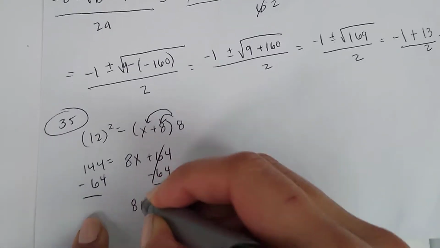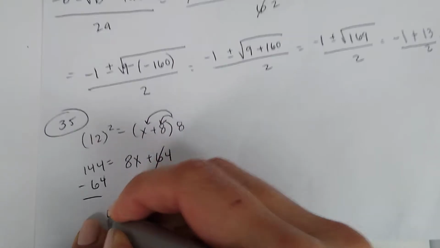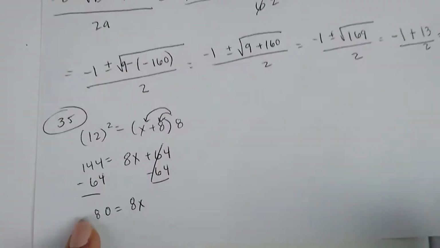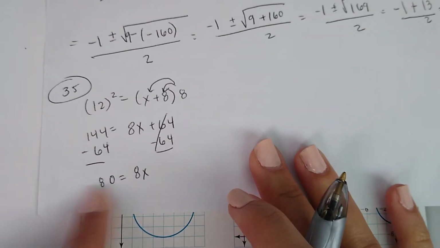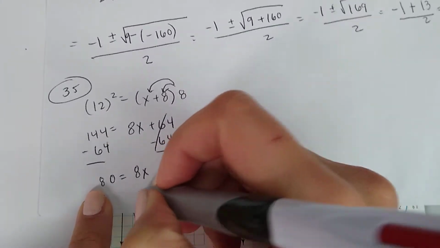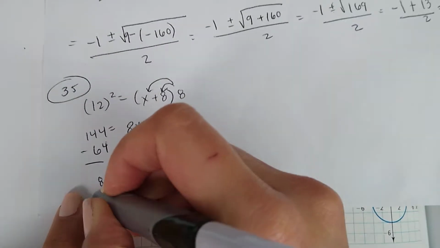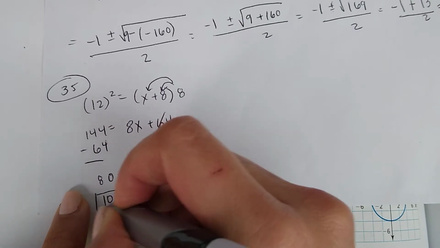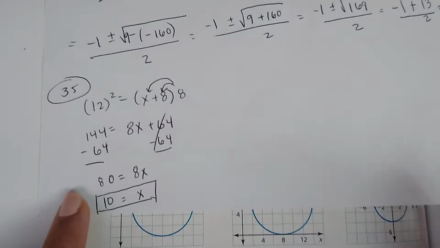Now on the right hand side I have 8x equals 80. Divide both sides by 8 and I get x equals 10. And that is it for 35.